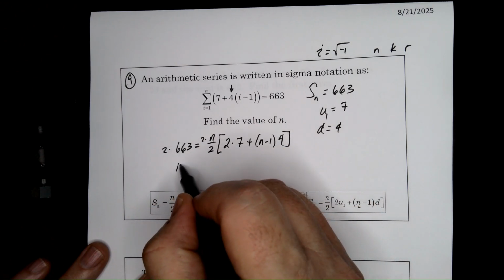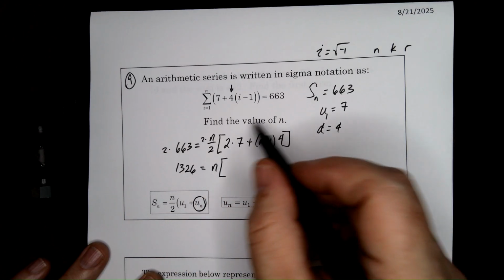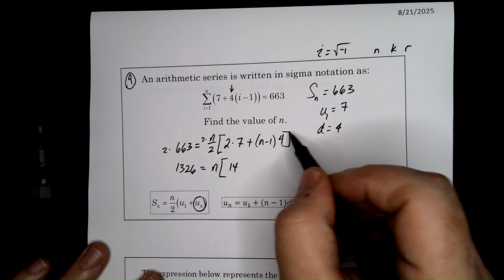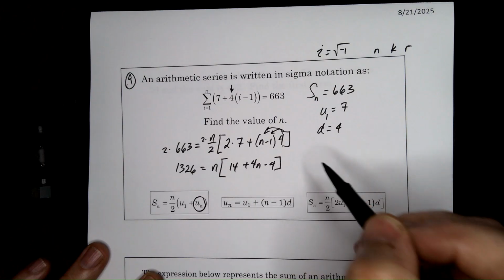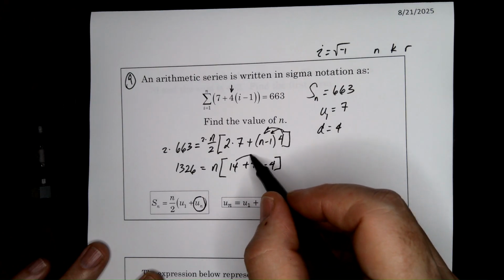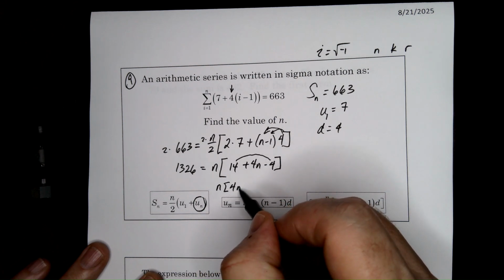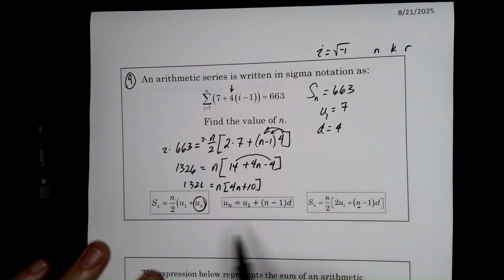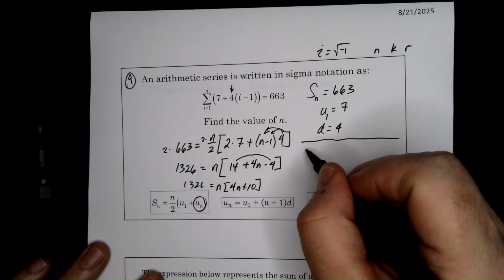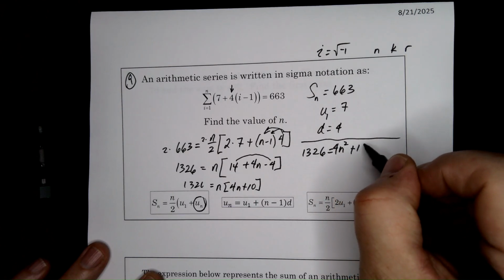And so this is going to be 1326 equals n, and then whatever's in here. So here's what I'm going to do. That's going to be 14 right here, right? And I'm going to distribute, so I'm going to get plus 4n minus 4. Yeah? These two right here make 10. So what I really have is n times (4n plus 10) equals 1326, right? So we're going to just have to distribute this, and we're going to end up with a quadratic. Look what we're going to get. I'll write it over here. 1326 equals 4n squared plus 10n.